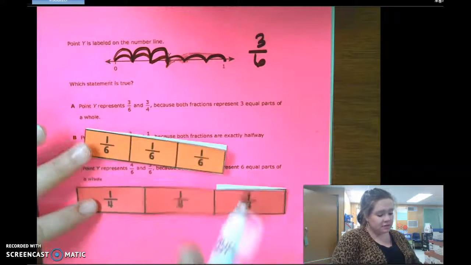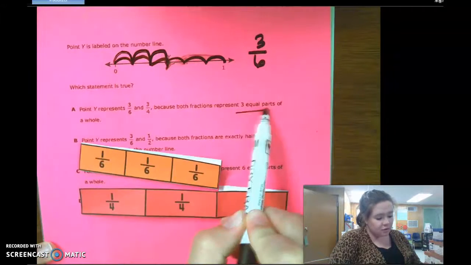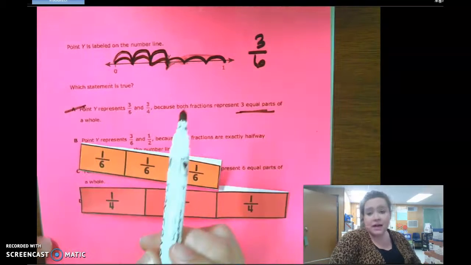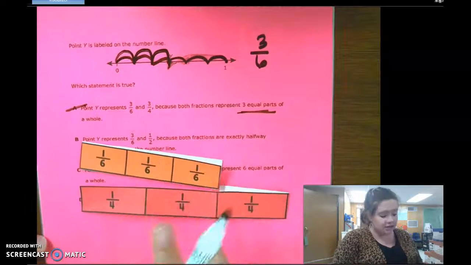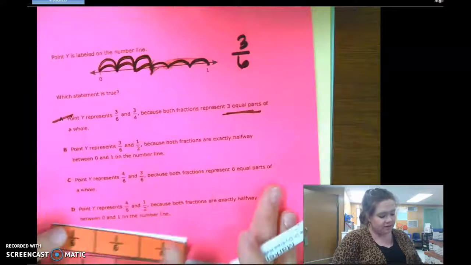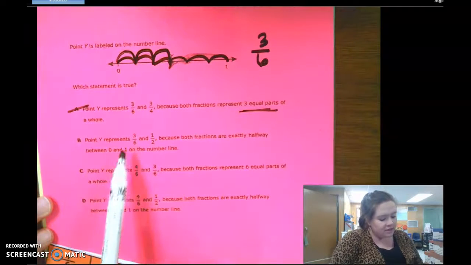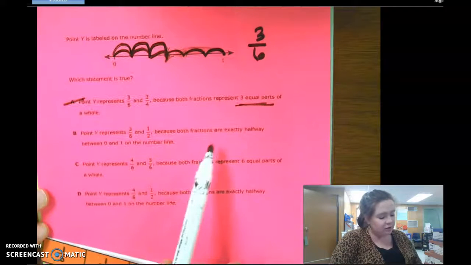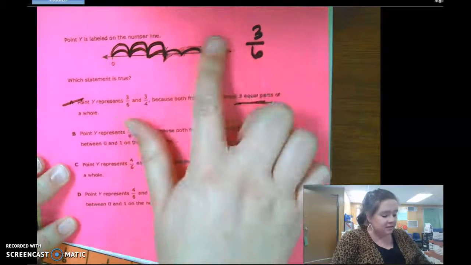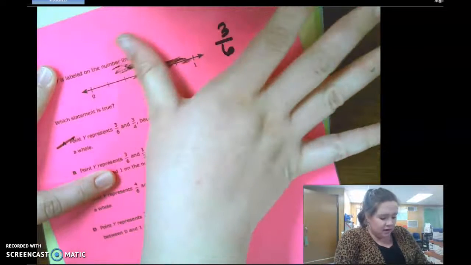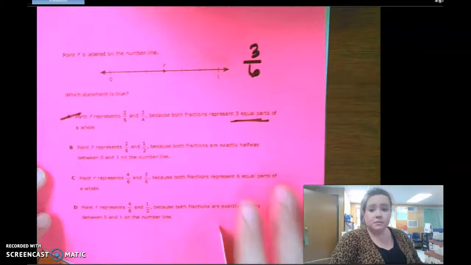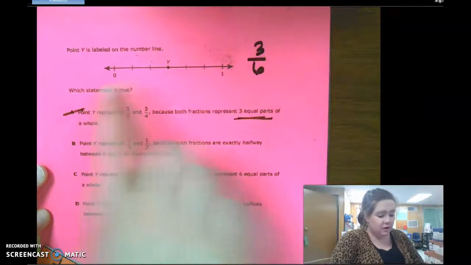Good job. Just because, yes, they do represent 3 equal parts of a whole. 1, 2, 3, 1, 2, 3. But they are not the same size. Those are not equivalent fractions. So point Y does not represent both of those fractions. Point Y represents 3/6 and 1/2 because both fractions are exactly halfway between 0 and 1. Well, is this fraction halfway between 0 and 1? Is point Y halfway between 0 and 1?